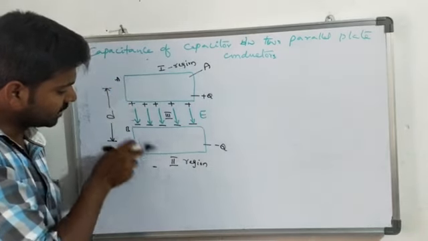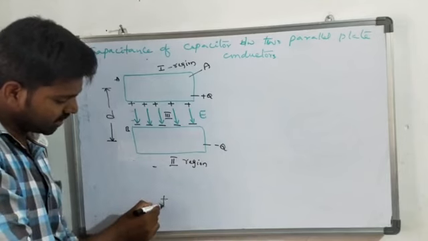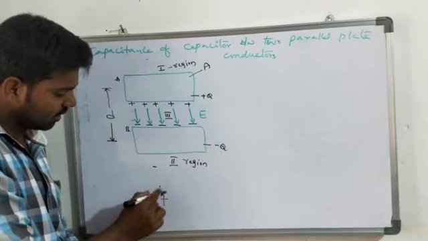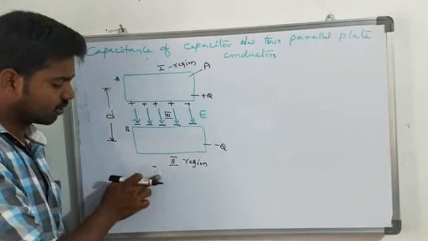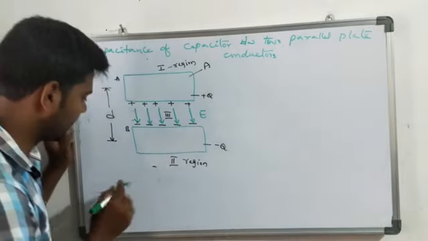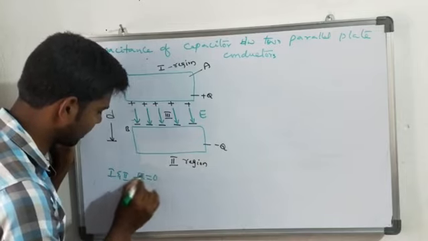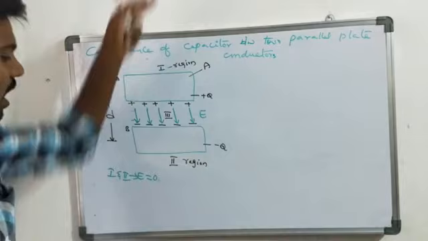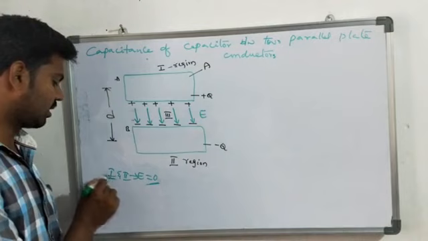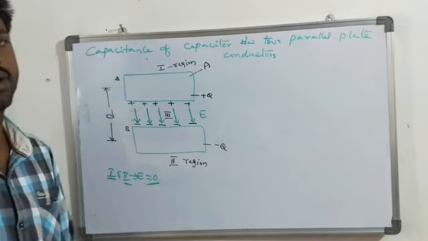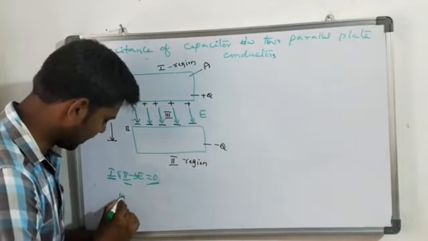Coming to region 2, conductor B has negative charge. On this side it is positive, so the electric field is induced between them, but here there is no charge, so there is no electric field. That means in regions 1 and 2 the electric field is 0, because there are no other conductors or charges. Now in region 3.